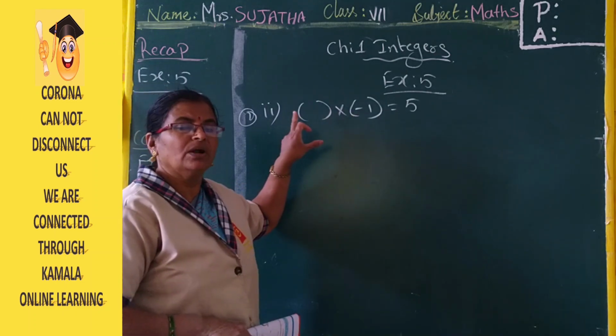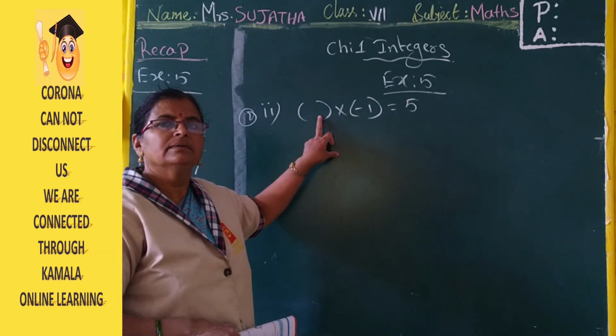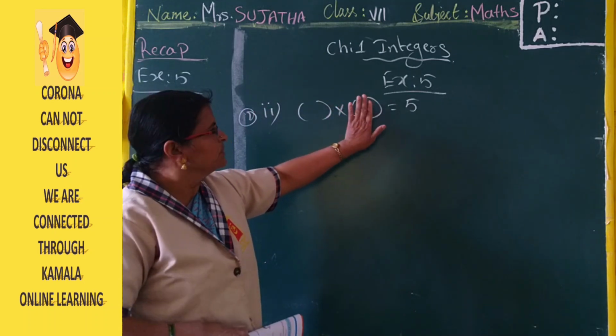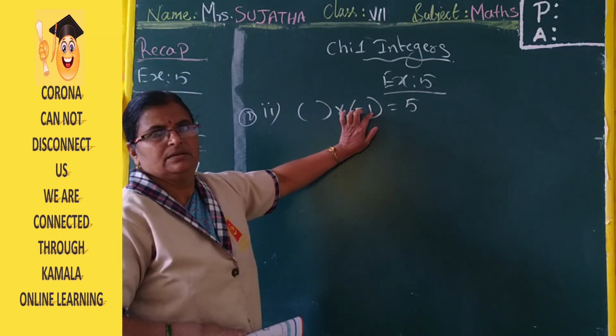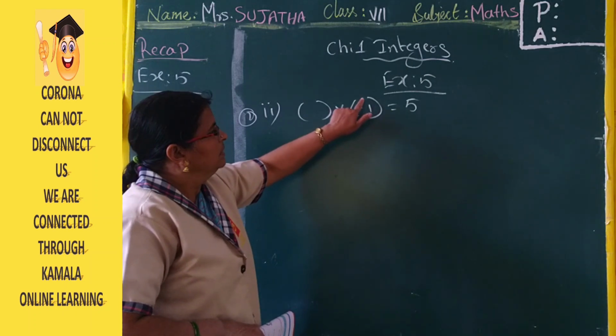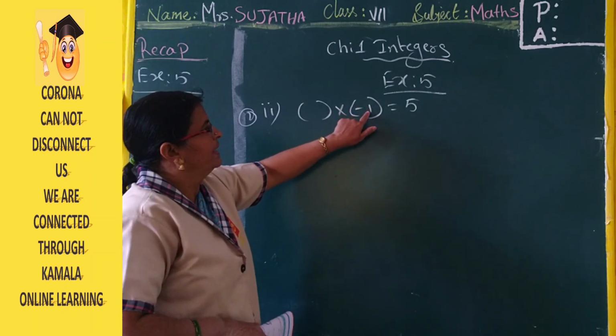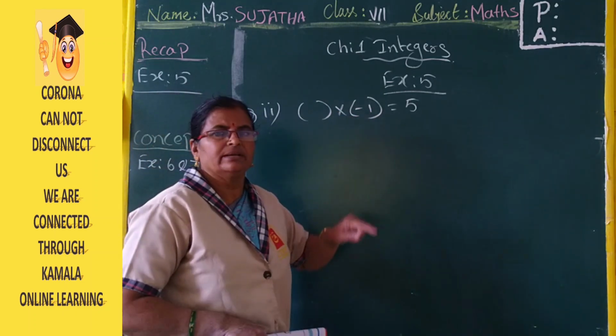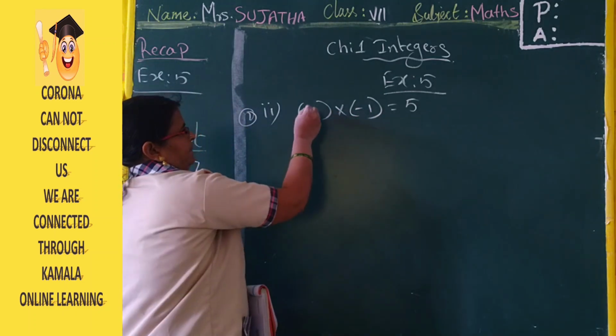So what integer do I have to take here? See, suppose the minus is not there, only 1 is there. By which number should you multiply 1 to get 5? 5 only, no? So 5.